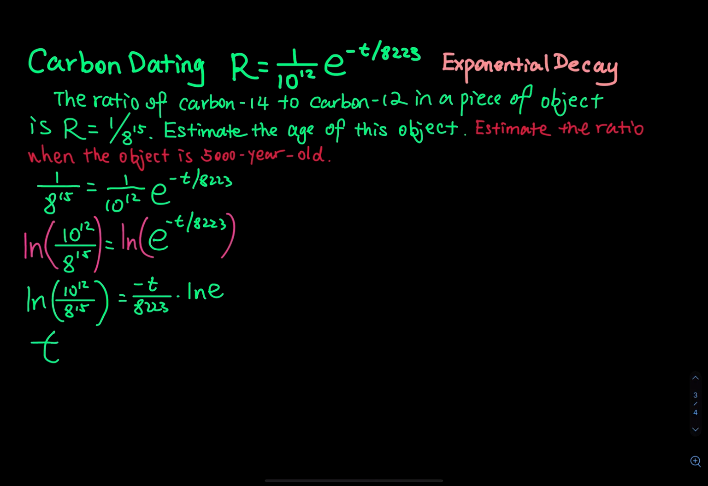So at the end of the day, the time is equal to negative 8223 times ln of 10 to the 12 divided by 8 to the 15. What is that equal to according to the work I did? Okay, let me double check. t is negative 8223 times ln of 10 to the 12 over 8 to the 15. Yep, everything is right. I will approximate this to the nearest integer. Whatever I wrote in the previous line is the exact value. So this is approximately equal to 29,279 years old.